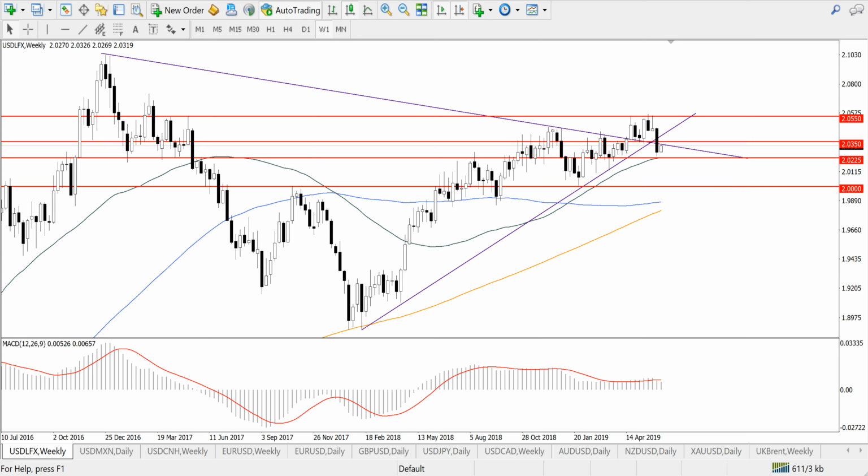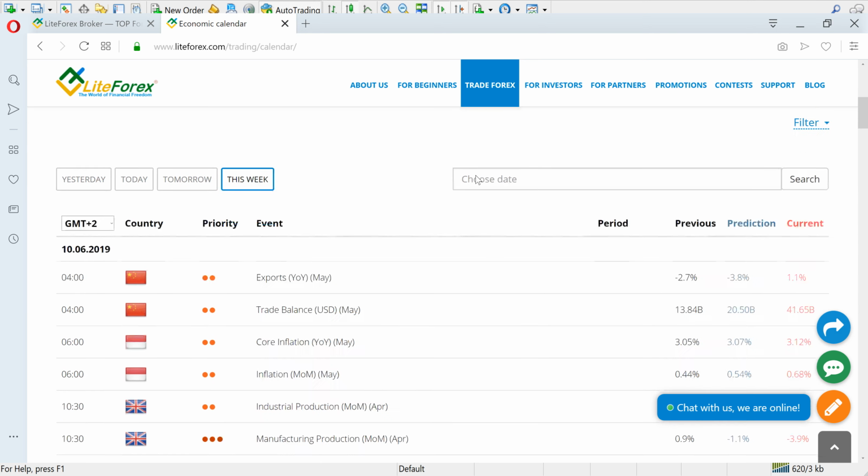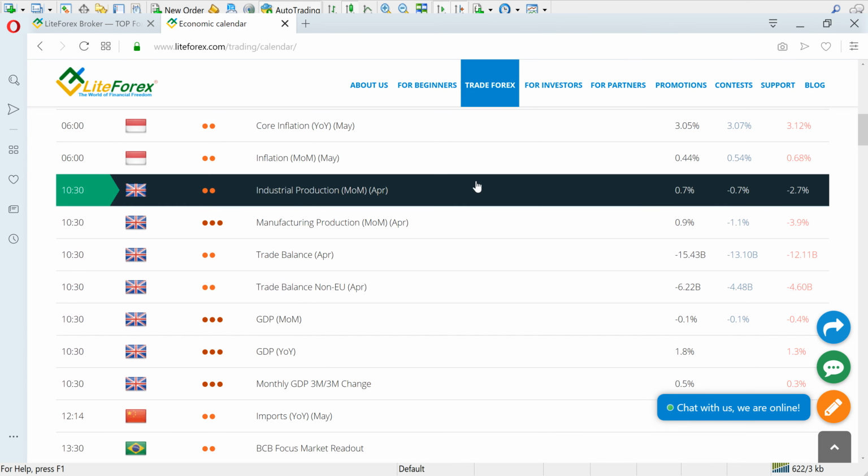To have a sense of what awaits us in the upcoming days, we will check the economic calendar at lightforex.com. On Monday, it is a bank holiday in France, Germany, Switzerland, and Australia, so liquidity will be lower.